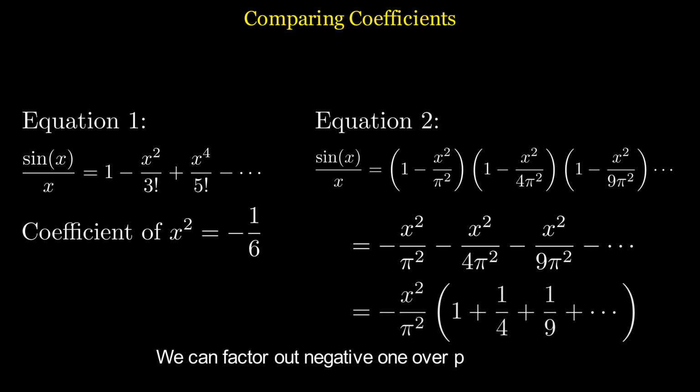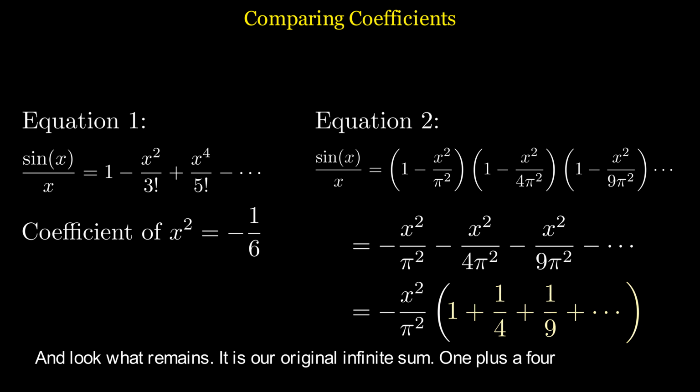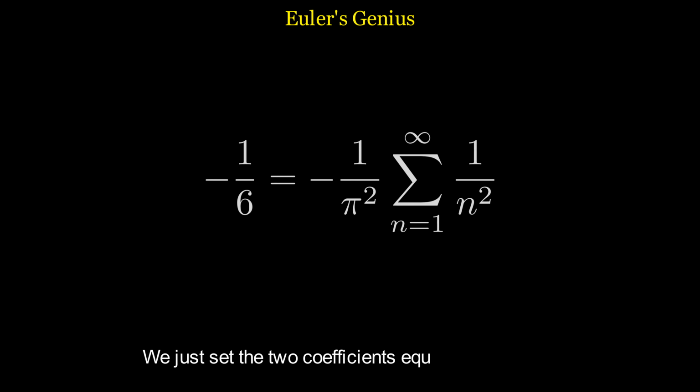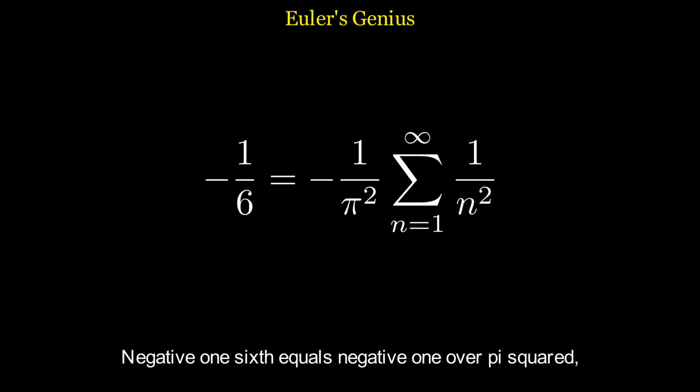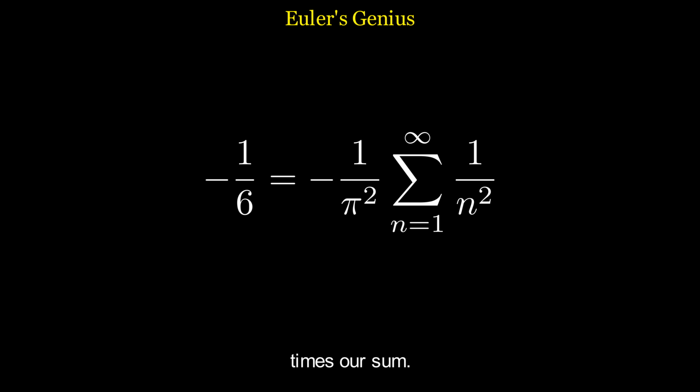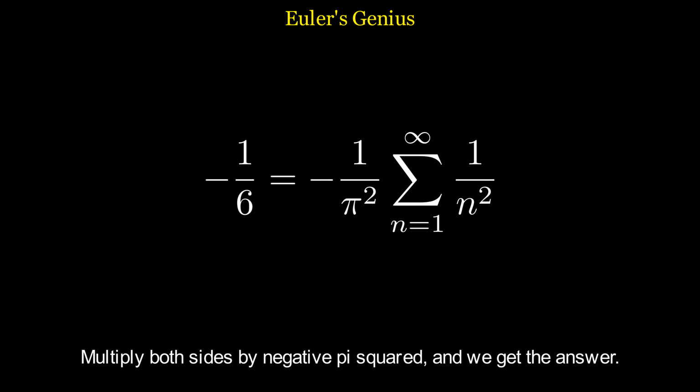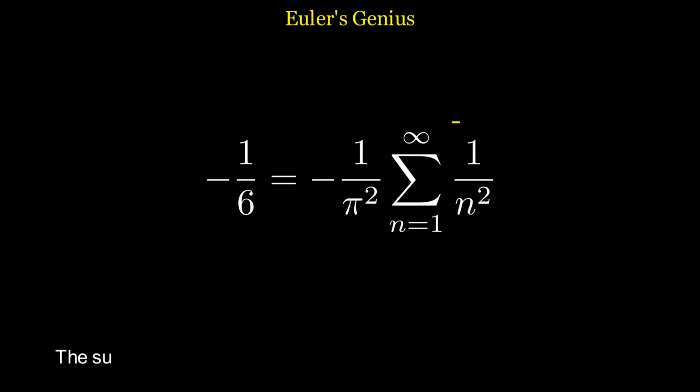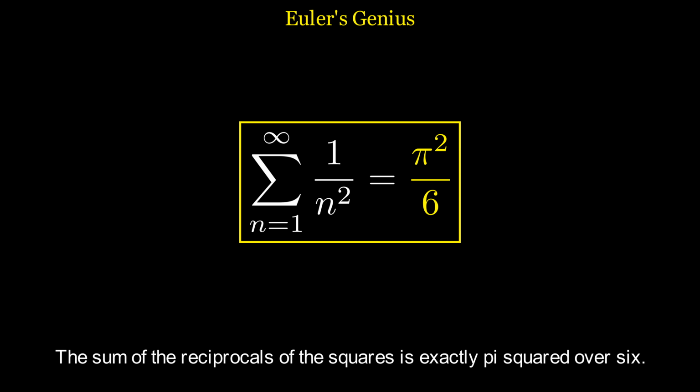We can factor out negative 1 over pi squared. And look what remains. It is our original infinite sum, 1 plus a fourth plus a ninth. We just set the 2 coefficients equal to each other. Negative 1/6 equals negative 1 over pi squared times our sum. Multiply both sides by negative pi squared, and we get the answer. The sum of the reciprocals of the squares is exactly pi squared over 6.